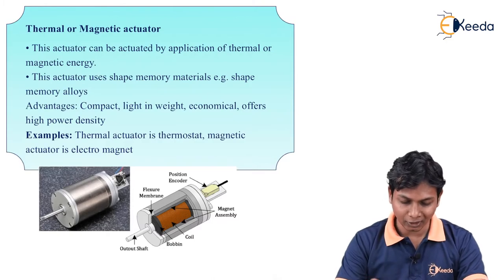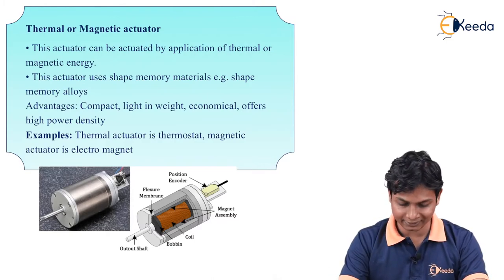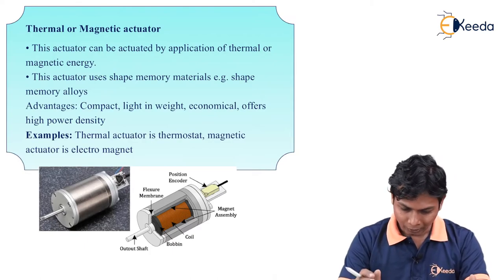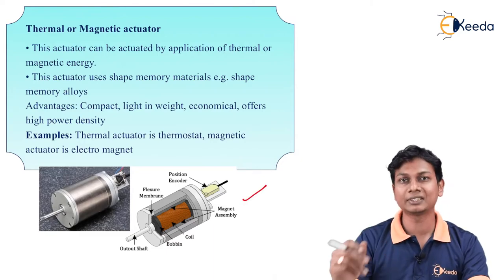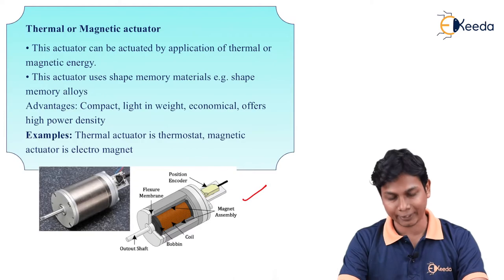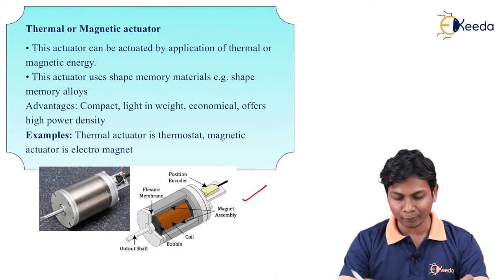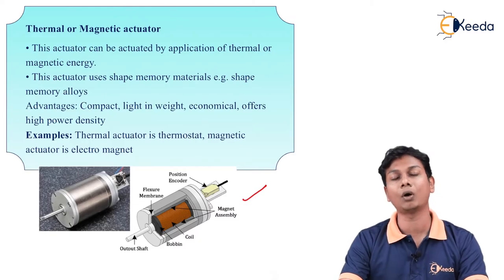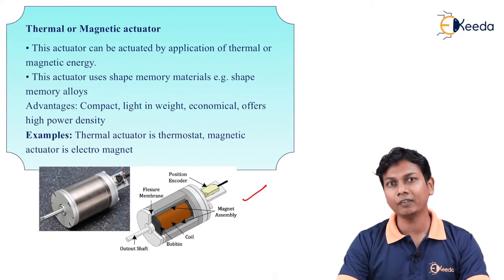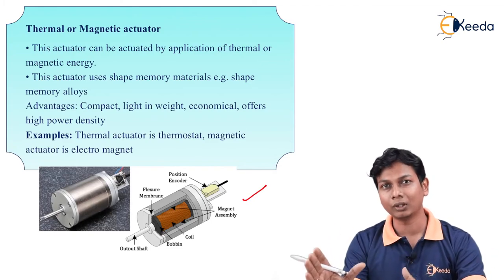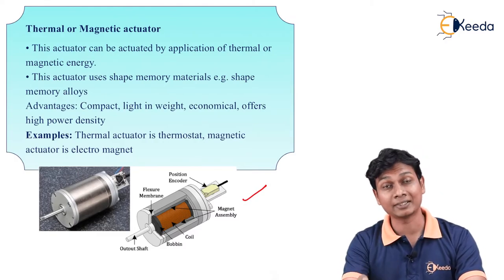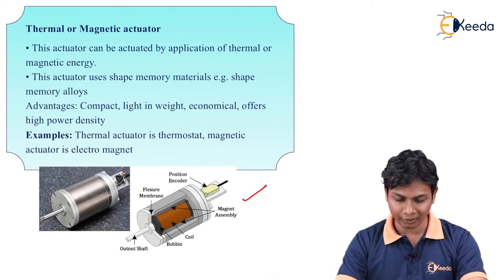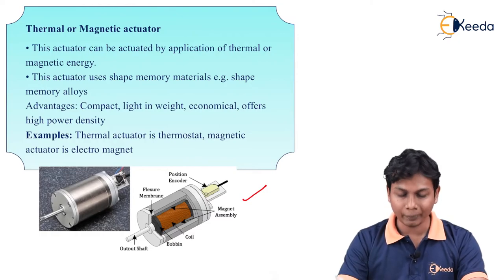So what is that? That is the thermal or magnetic actuator. Here is the pictorial view of the thermal or magnetic actuator with the cross-section area. So we will see the details about that actuator. This actuator can be actuated by the application of thermal or magnetic energy. Everywhere, one energy is converted into another energy. Here, thermal or magnetic energy plays an important role. This actuator uses shape memory materials, for example, shape memory alloy.